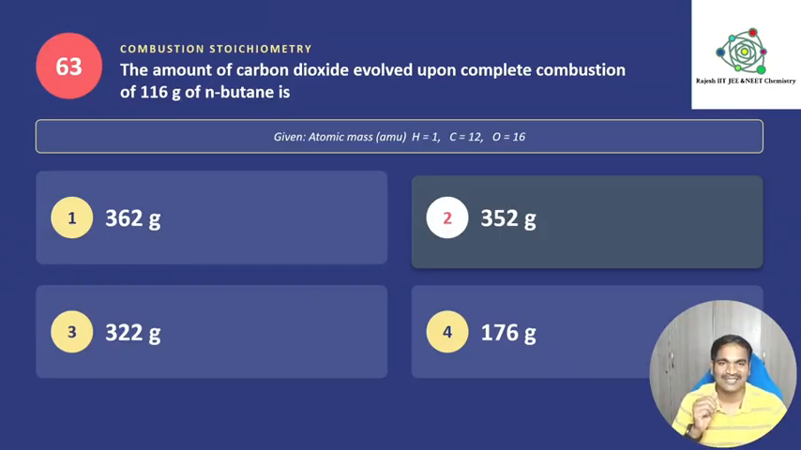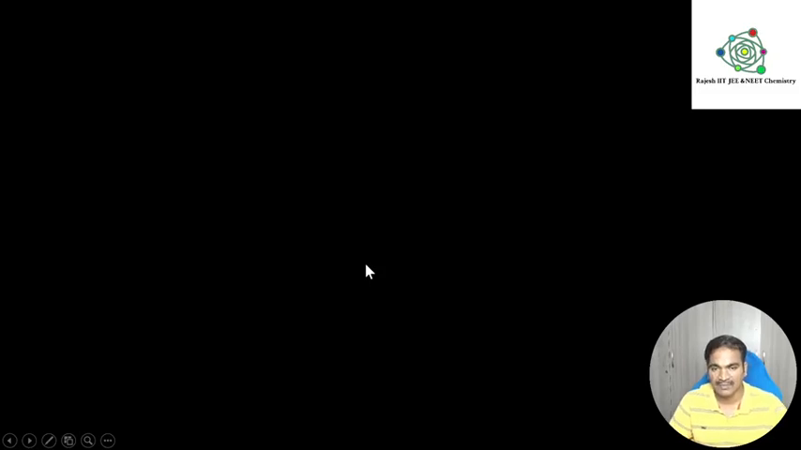Hello, my dear students. This question was given in the Re-NEET exam in 2026. They're asking for the amount of carbon dioxide evolved upon complete combustion of 116 grams of n-butane. So we have to find out how much carbon dioxide will be liberated.